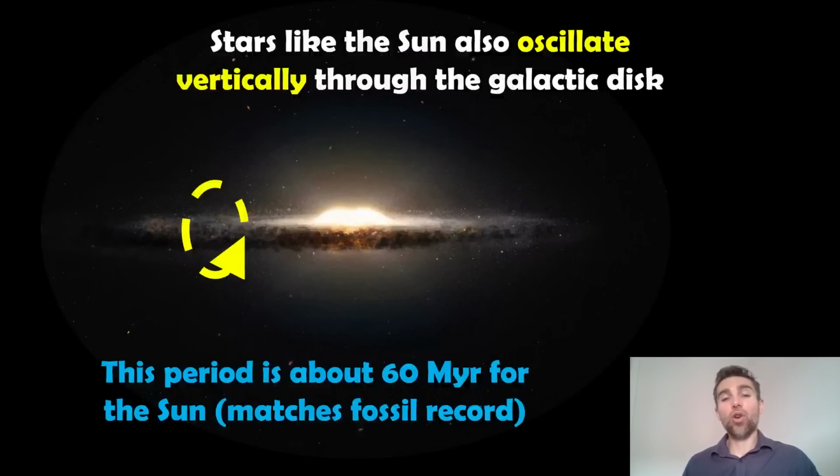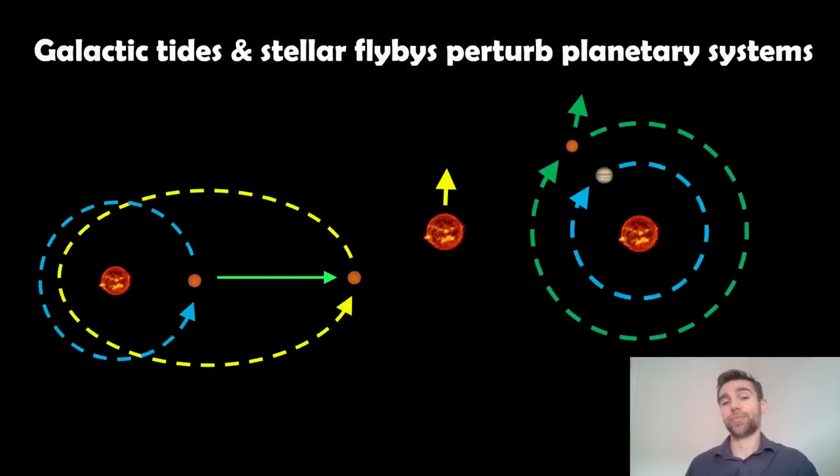So along with the actual radial motion, we've also got that vertical motion that I mentioned. And if we look edge on at the galactic disk, the Sun is also oscillating vertically. And that's a shorter period of around about 60 million years. But interestingly, the fossil records seem to show us approximately a 60 million year cycle in mass extinction events. So we could be seeing the vertical oscillation more locally in time from the fossil records here.